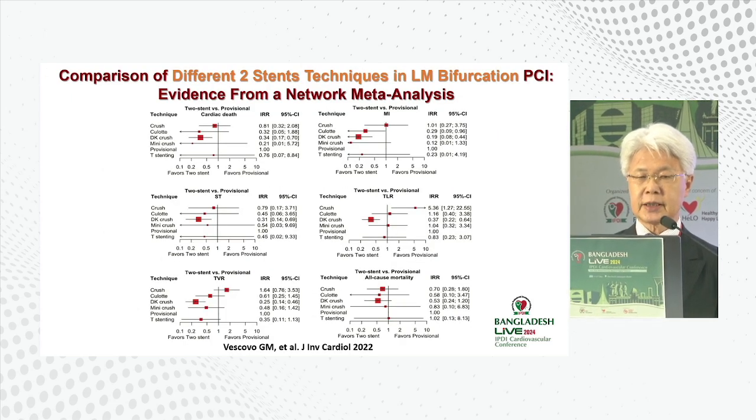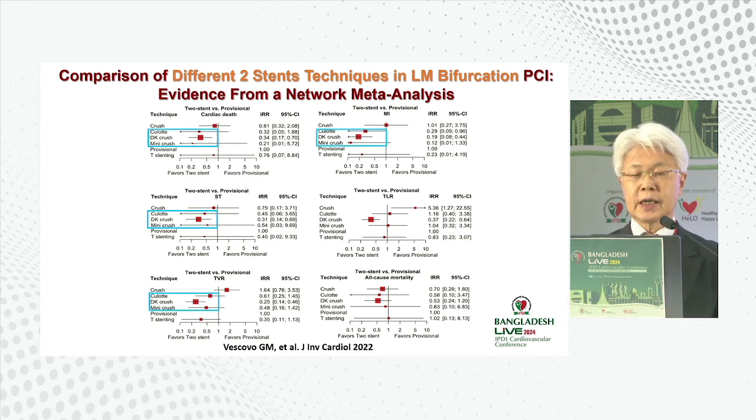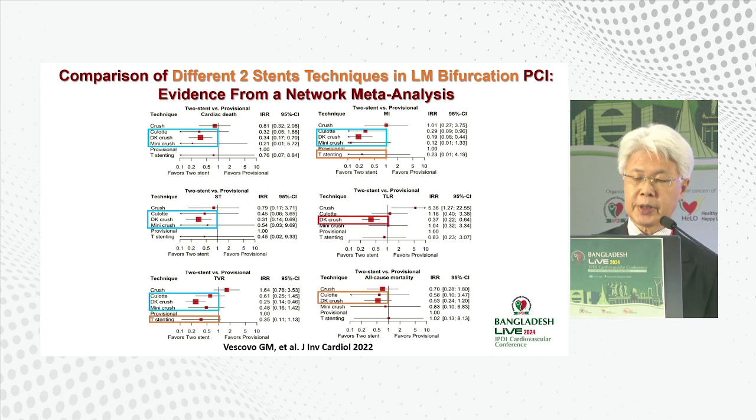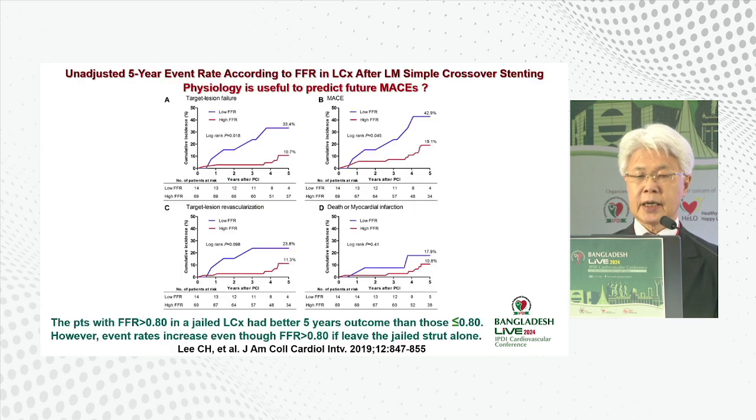These are different two-stent techniques in left main bifurcation as compared with provisional, as shown in this slide. Culotte or DK crush or mini crush might be better in cardiac death, stent thrombosis, TVR, and so on. Also, T-stent is better in TVR and MI. Generally speaking, DK crush might be better compared with other techniques. And physiology is useful to predict future MACE.